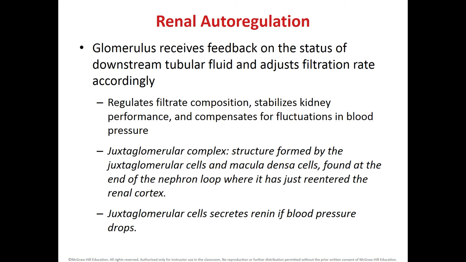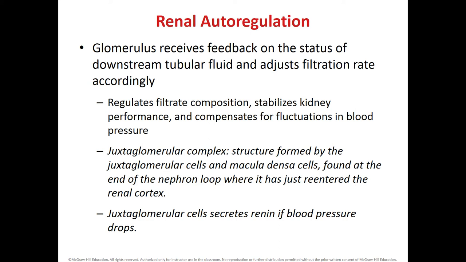So in renal autoregulation, you will have this perfusion into the glomerulus. And then as the fluid is moving from the renal corpuscle into the PCT, the loop, and the DCT, you will detect the status of the concentration of ions or solutes within the tubular fluid. And then you will adjust the filtration rate accordingly. So if you need to retain certain ions, you will regulate the filtration or reabsorption. So you will regulate your filtrate composition, and then you will stabilize the performance of the kidney, and you also compensate for fluctuations in the blood pressure.